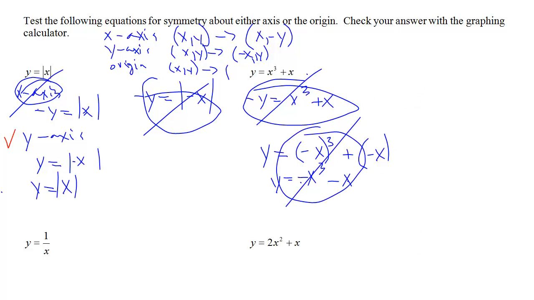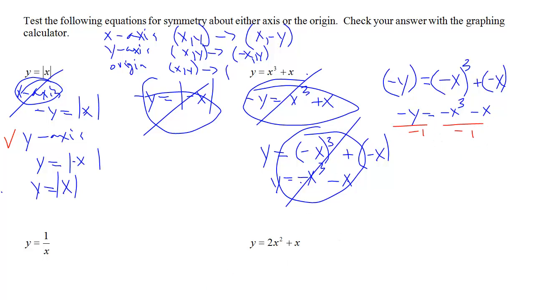And the next one, we have flipping the signs of both. So I have a negative y equals negative x cubed plus negative x. So that's minus y equals, that'd still be a negative x cubed, and that would be a minus x. Now, if I just divided all that by a negative 1, that would all just simplify back. So that is symmetric. So it is symmetric about the origin.